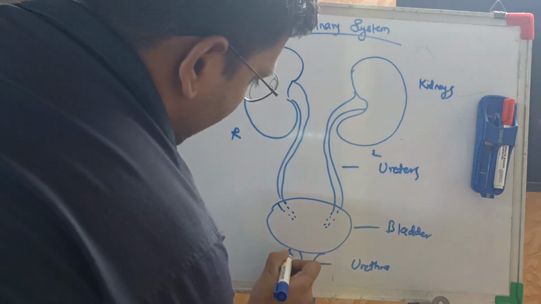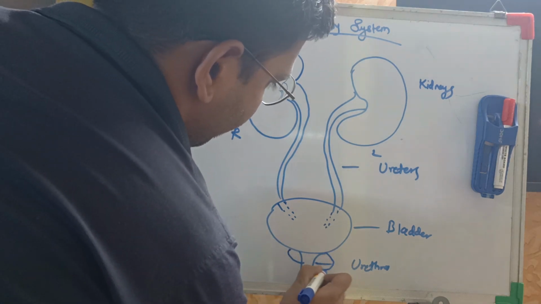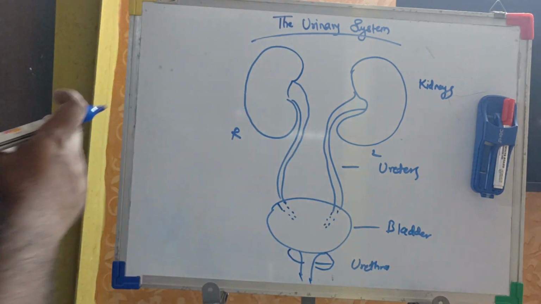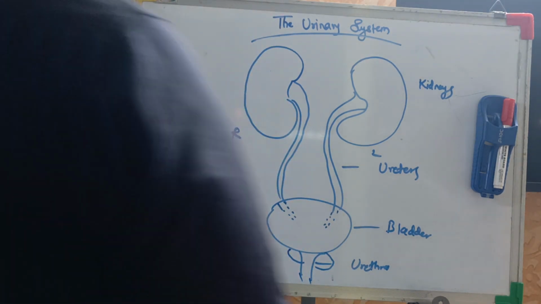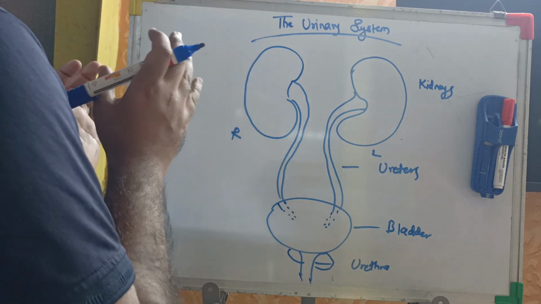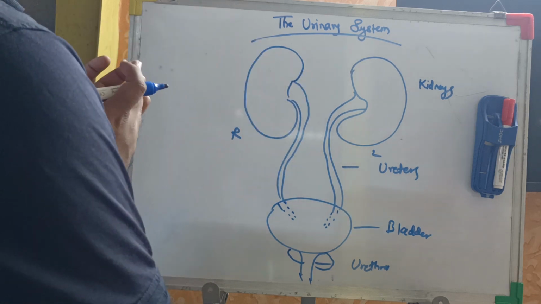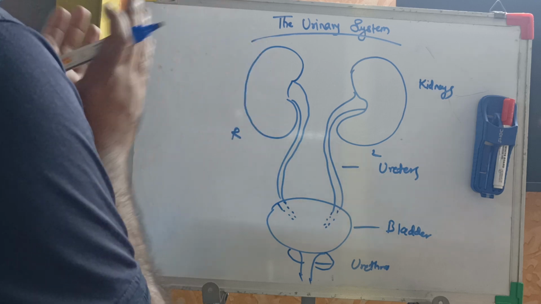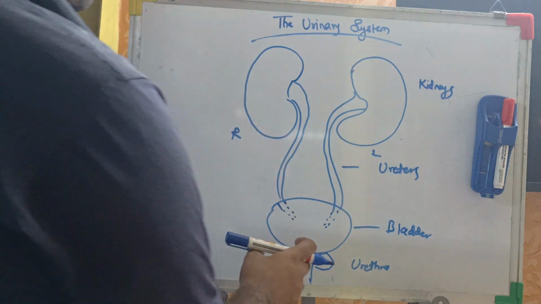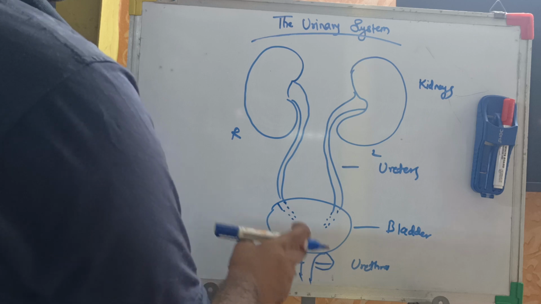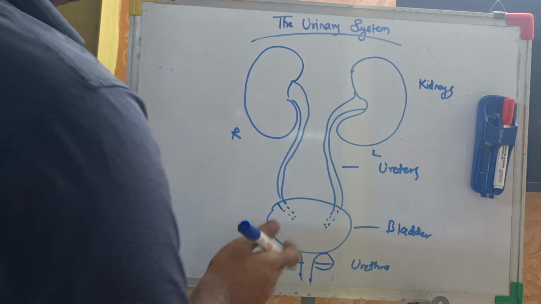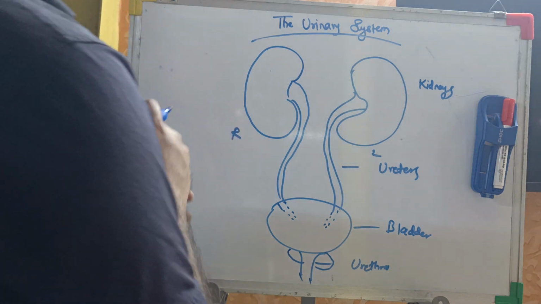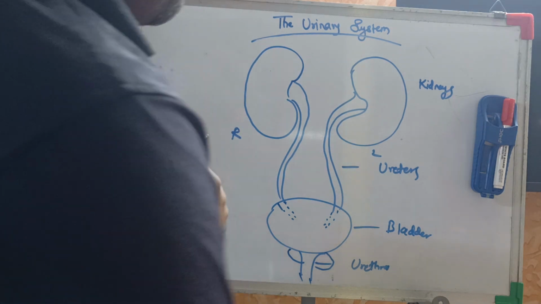In men there is the prostate gland. This is the prostate gland, and as the man becomes old there is enlargement of the prostate gland around the urethra. The prostate gland surrounds the urethra. As it increases in size, it causes pressure and narrowing of the urethra. So old men have difficulty in passing urine.